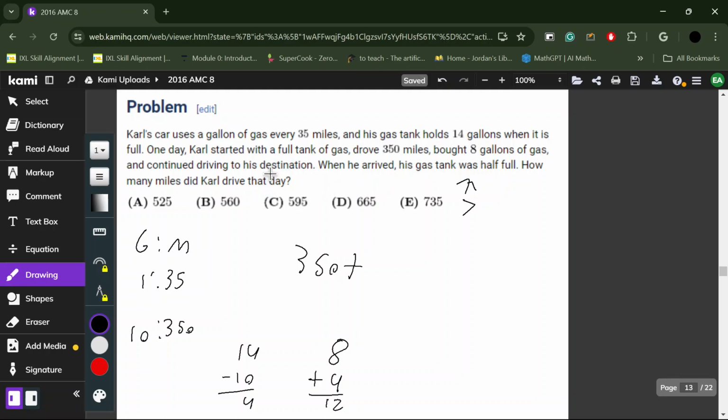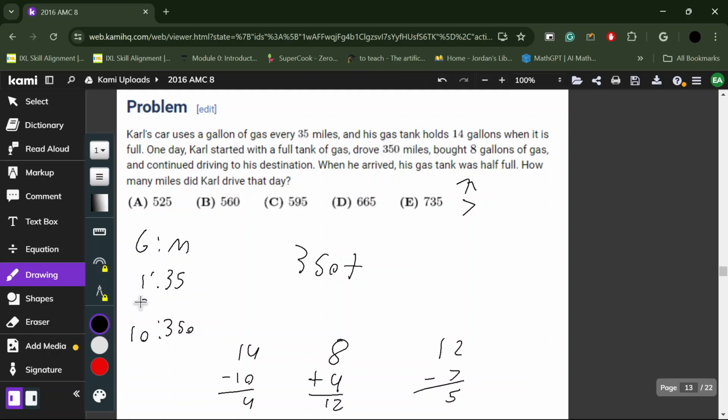And he continued to drive. So it says when he got there, his gas tank was half full, which is 7. So if it was 7, it would be 12 minus 7, which is 5. So therefore, that means he used 5 gallons of gas after this 350 miles.